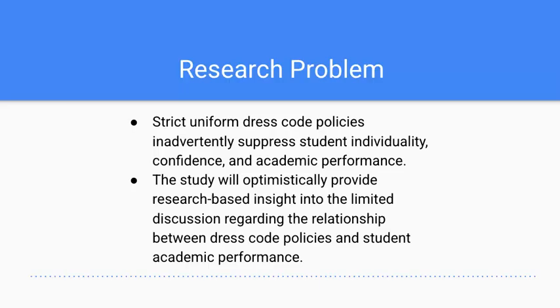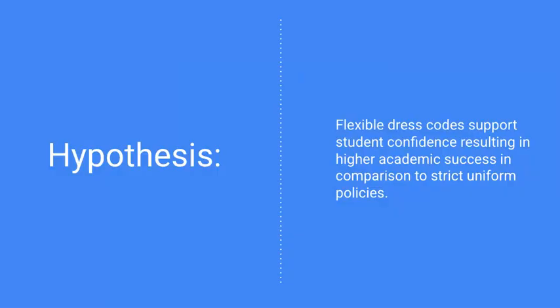Research problem. Strict uniform dress code policies inadvertently suppress student individuality, confidence, and academic performance. This study will optimistically provide research-based insight into the limited discussion regarding the relationship between dress code policies and student academic performance. Hypothesis. Flexible dress code supports student confidence, resulting in higher academic success in comparison to strict uniform policies.